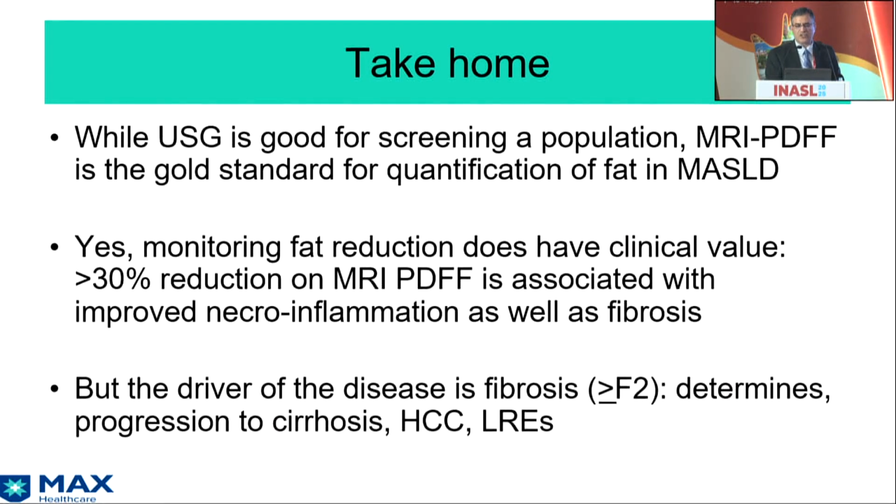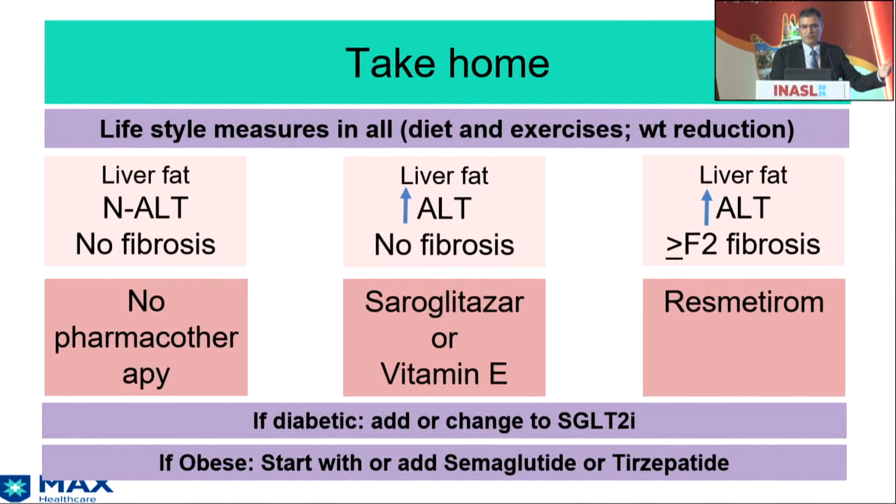I'll just stop here with my take-home messages. While ultrasound is good for screening a population, MRI PDFF is the gold standard for quantification. Yes, monitoring of fat reduction does have clinical value, with more than 30% reduction in MRI PDFF having an impact on inflammation and fibrosis. But the driver of the disease still remains advanced fibrosis, and we have to target that also. Patients who only have liver fat will require just lifestyle measures. Those who have inflammation, you can start with one of these drugs. Those who have advanced fibrosis, you can start with resmetirom or semaglutide.